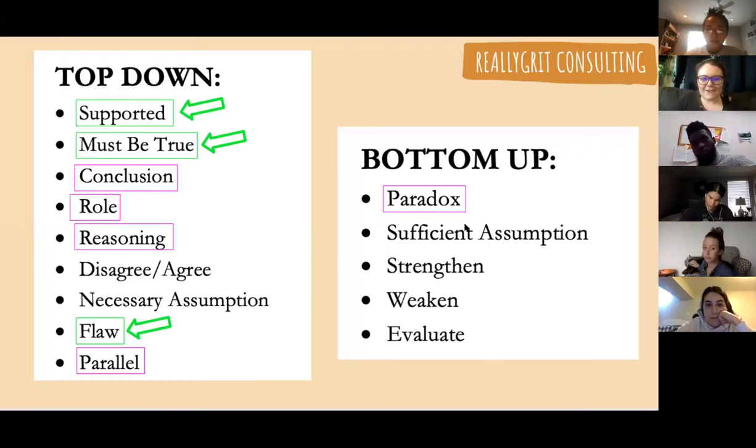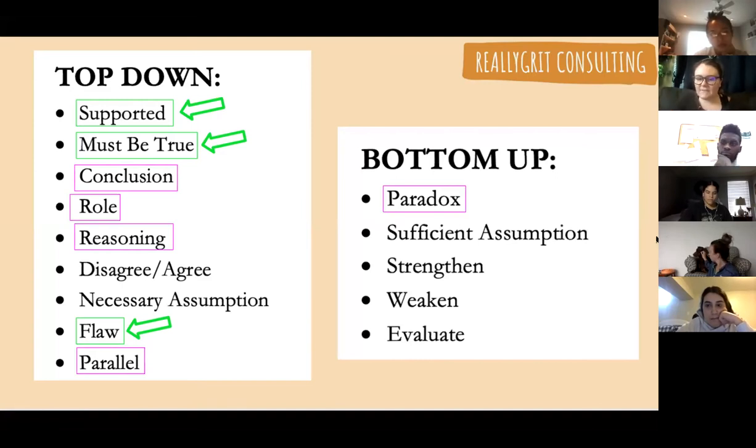All right, so I have supported and must be true both here as a question type. However, I kind of teach them the same. I think they're very similar, instead of having another one to memorize. And then we're going to talk about flaw, but just to note, both of these are in the top down category. So we're going to be taking stuff from our stimulus and trying to find that in our answer choice.